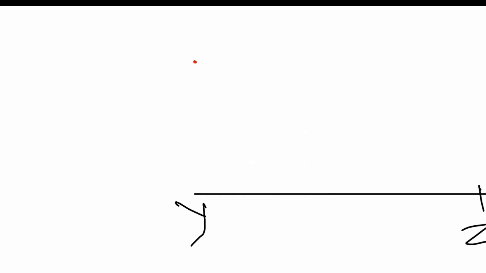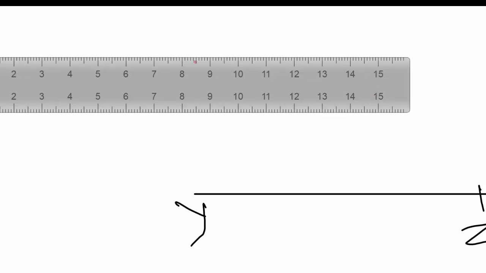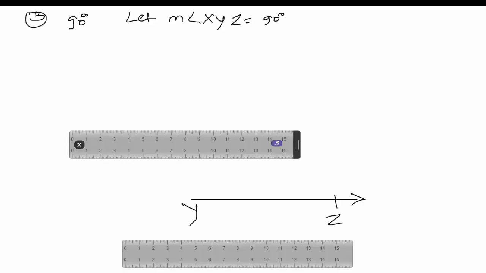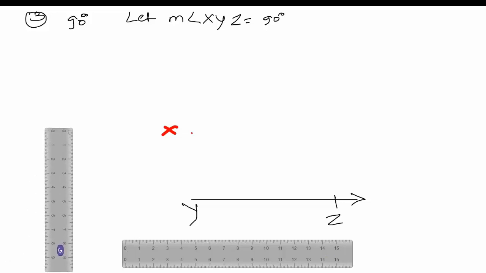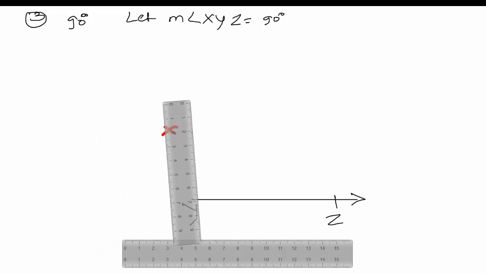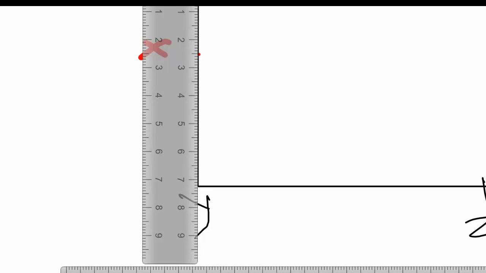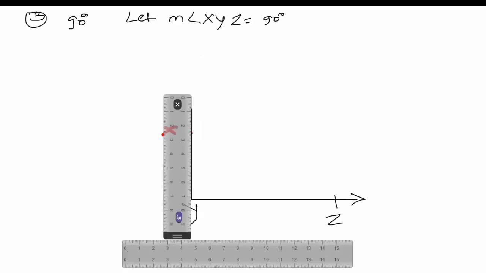Lift the protector and draw the ray passing through these 2 points. We give the name here. This one is the point X. This is point X. Draw the line. Draw the ray passing through point X and Y. Draw the ray YX. Lift the ruler and show the arrow.